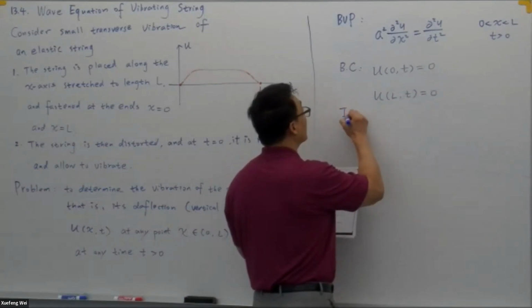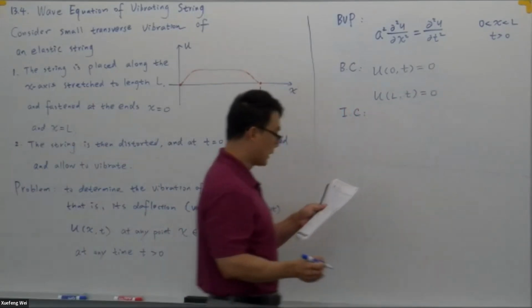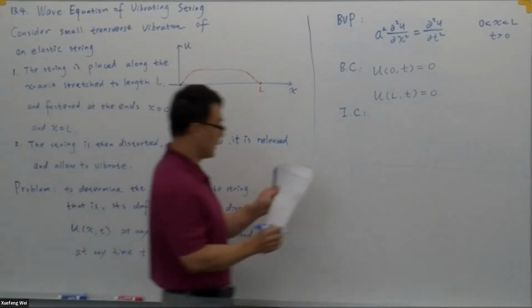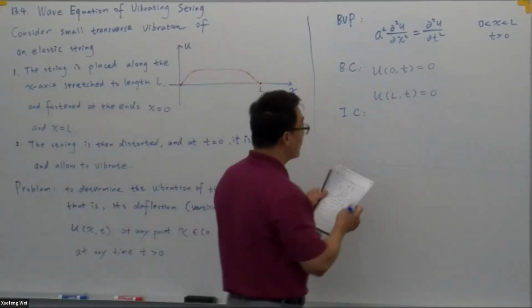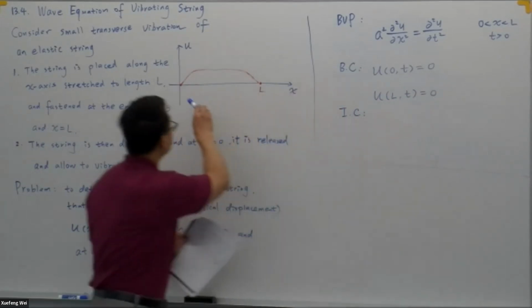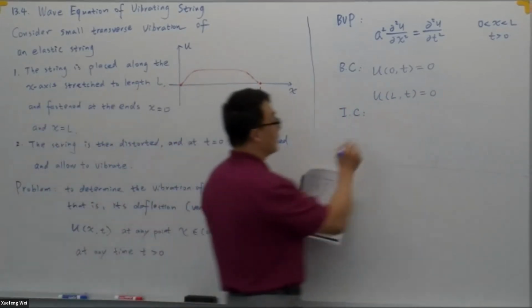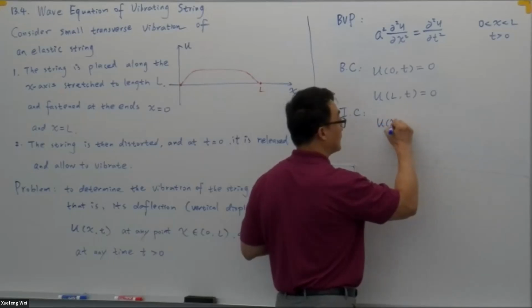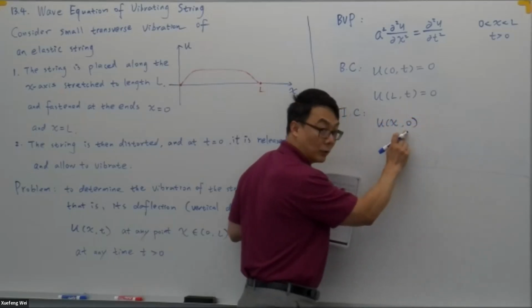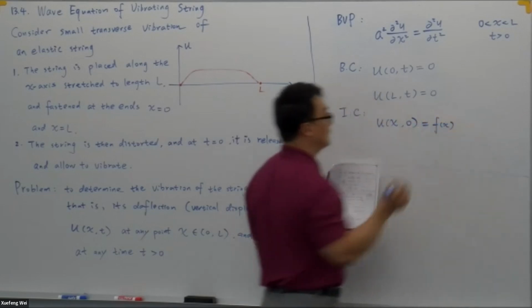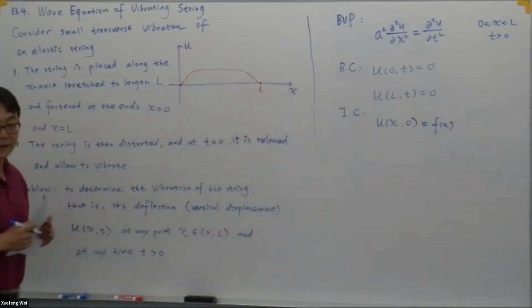And then the initial condition is what? Initially, let's say I'm going to just make it general to solve it. The general problem is the initial position. For example, the initial position follows a function f(x). So u(x,0), initially when t equals 0, is a function f(x).